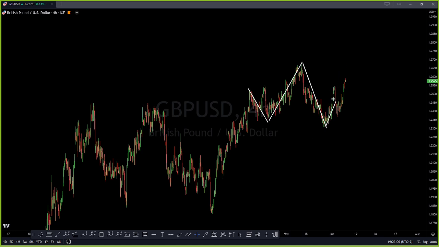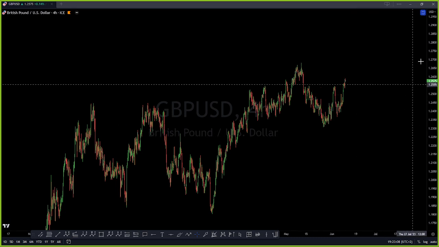So since we looked at this, it has traded up here. I think this is almost about 200 pips, just this move alone here. We are still expecting to see a move to the upside on the pound US dollar.